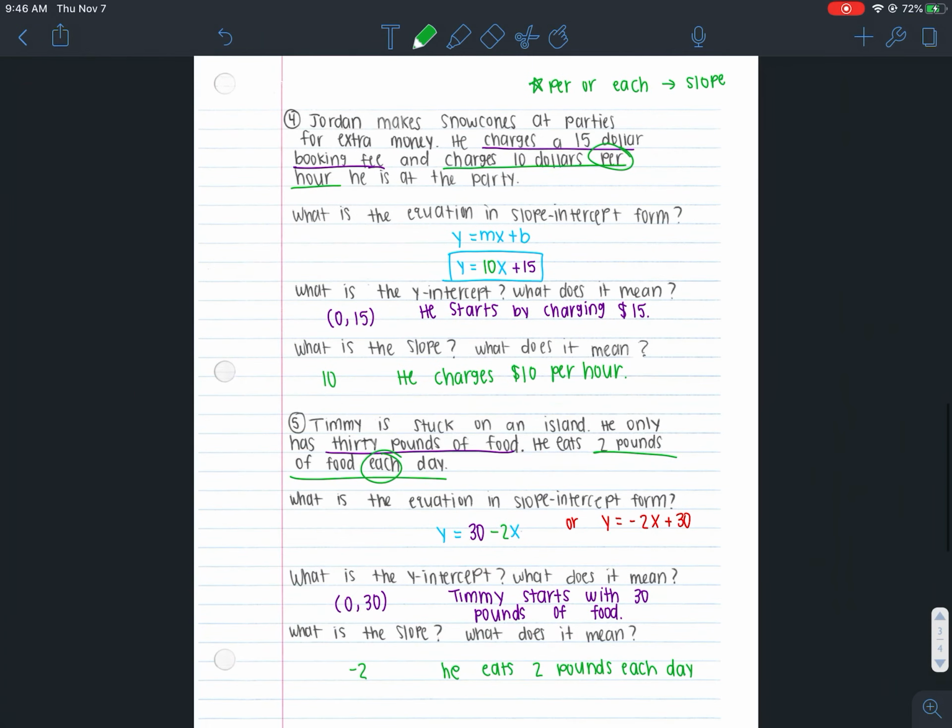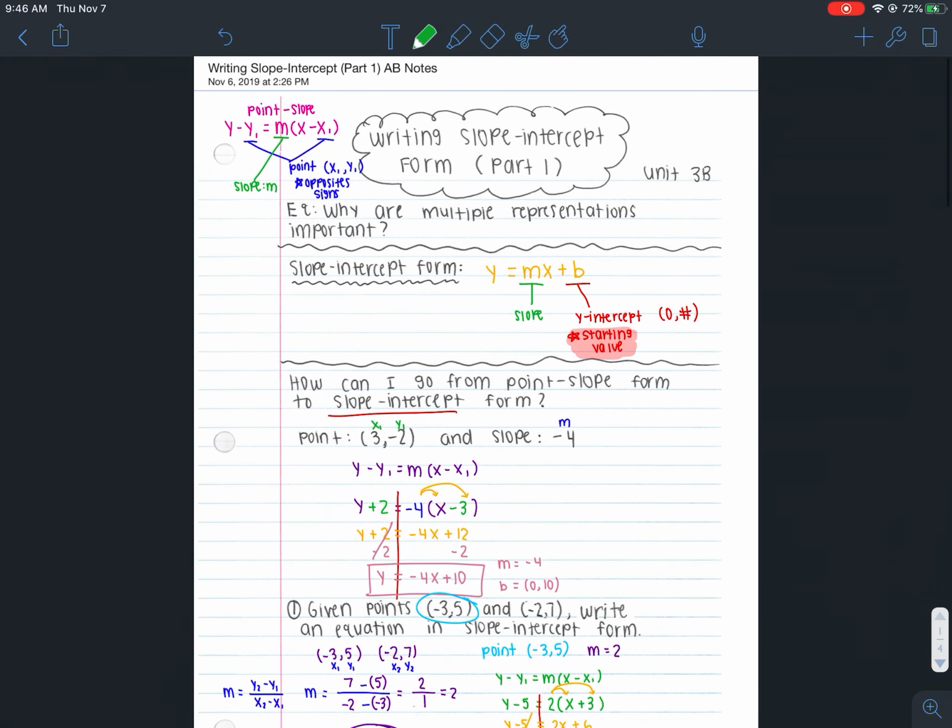And then with these word problems, again, you're just trying to see if you're able to get information out of a word problem and create an equation. Remember, your y-intercept is your starting value, and your slope is always the rate of change, right? Slope is the same thing as rate of change, like what's going on from day to day or minute to minute, hour to hour. Just think about that. And per or each is going to tip you off that, hey, this might be the slope, or it is the slope. All right, so that is it for writing slope-intercept form for just part 1.